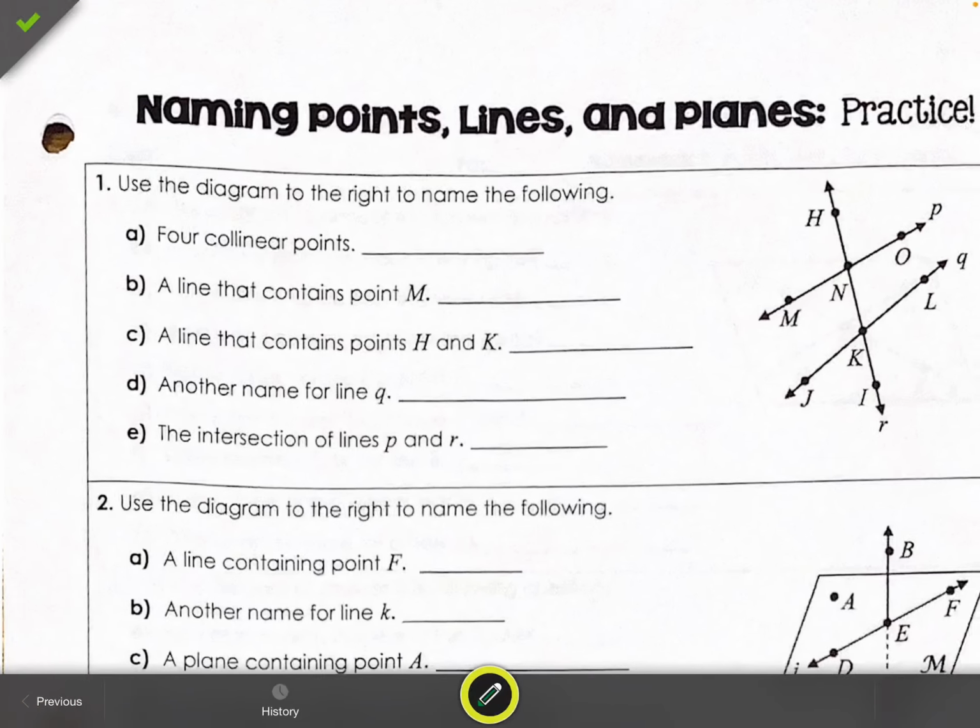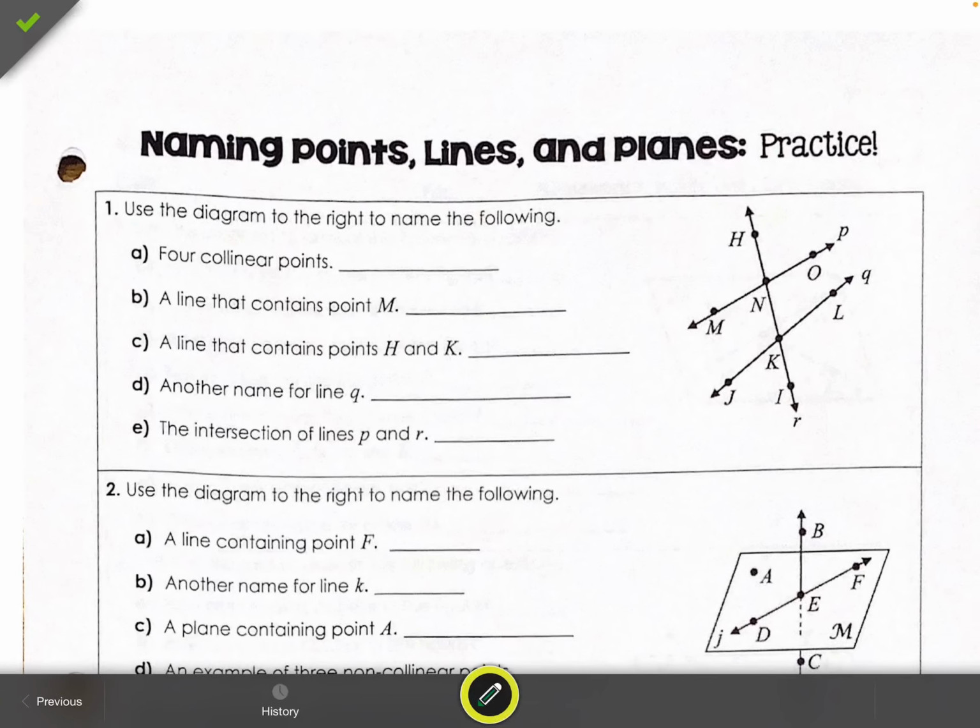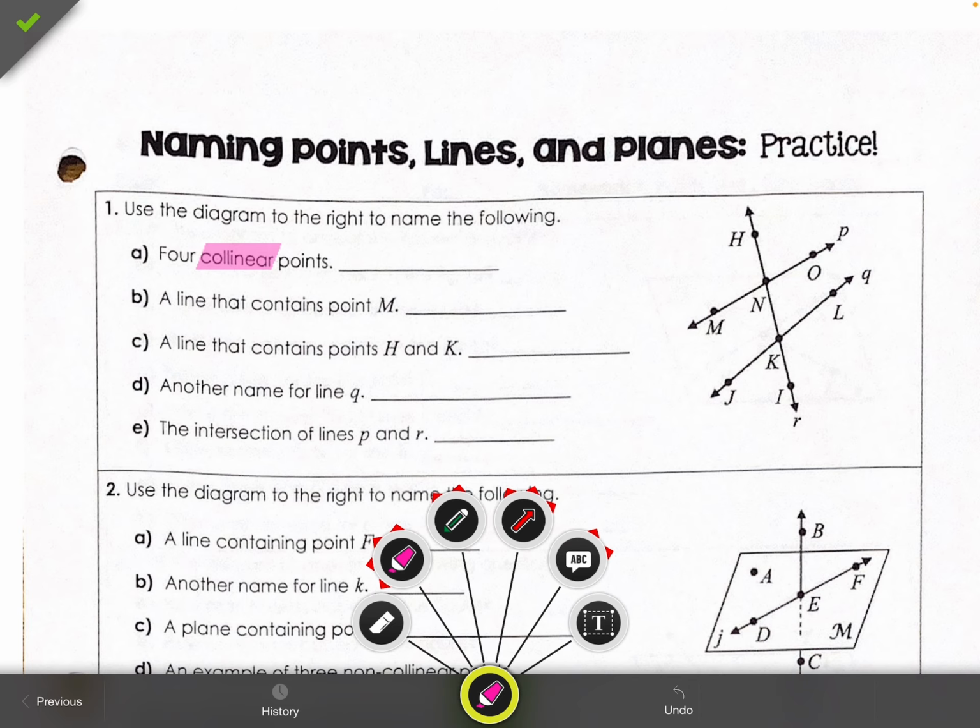All right, so with those notes that we just took, let's look at some examples together. Number 1, use the diagram to the right to name the following. Part A, 4 collinear points. So again, this is why you might want to have your notes out. Remember, collinear points are points on the same line.